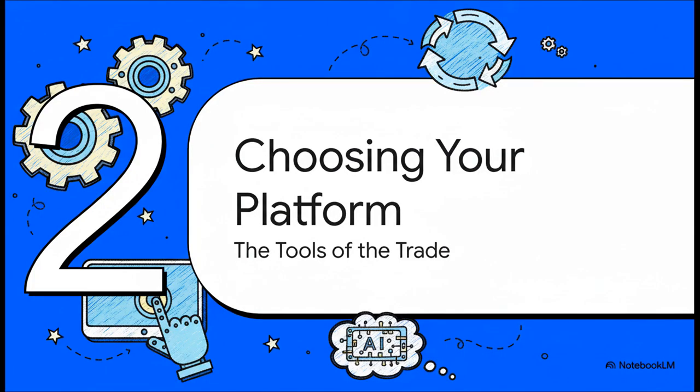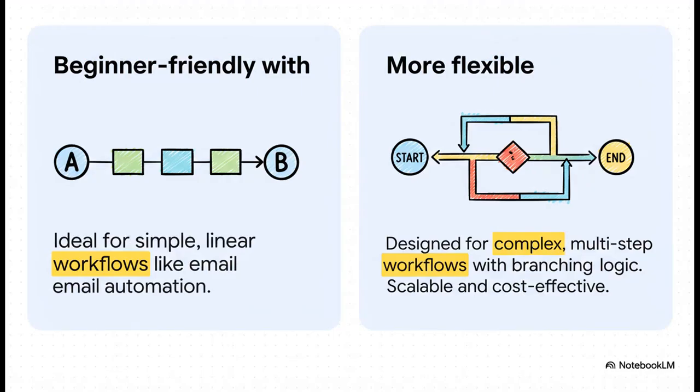Okay, so if we're going to be building with digital Legos, we're going to need our kit, right? So in this next section, let's look at the actual tools you'll be using to build your AI agents. This is where the magic really starts to happen. The two biggest players out there right now are Zapier and Make.com, and they both have different strengths.